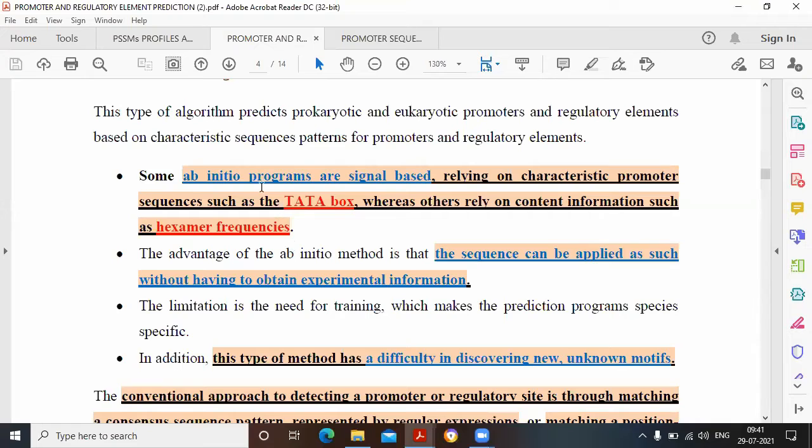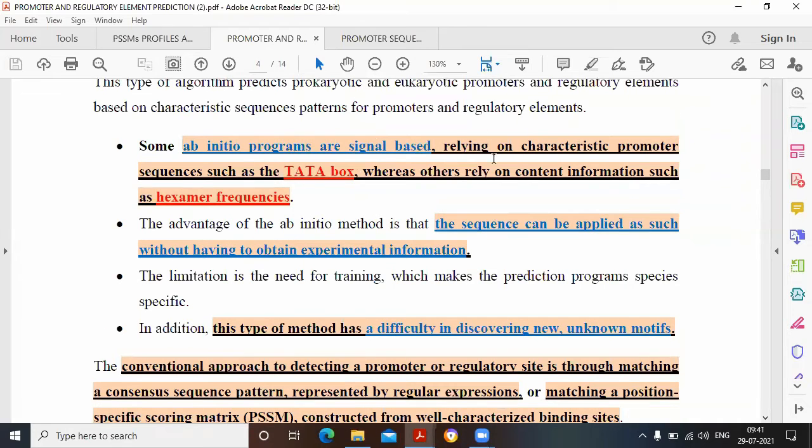What are the assumptions? This particular method is completely dependent on signals. This ab initio program is completely signal based. What kind of signal? The signal indicates the characteristic promoter sequence, such as the TATA box, whether it is present or not, because of the sequence letters I mentioned just before. So whether that kind of sequence is present in the provided nucleotides or not is the first point. And the second point is that it also relies on content information such as hexamer frequencies.